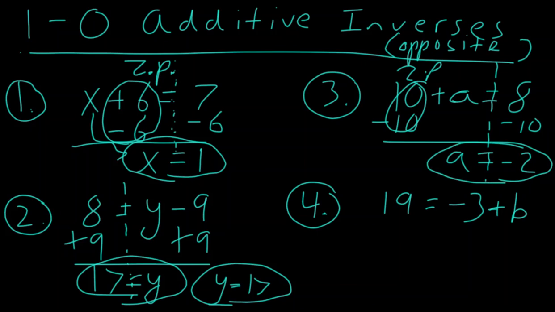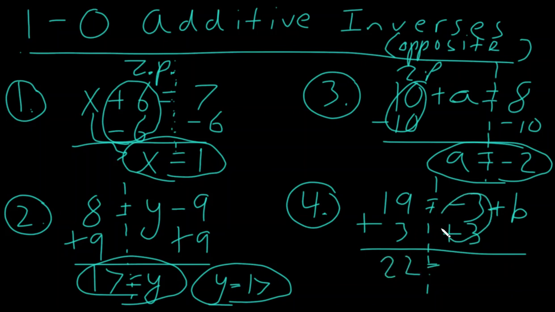And let's look at number 4, our last example. 19 equals negative 3 plus b. Well, notice our variable is on the right side, so we have to get rid of that negative 3 and ask yourself, what is the opposite of negative 3 or minus 3? And it is positive 3 or plus 3. We know that 19 plus 3 will give us 22 is equal to b. And there we go. There are our 4 answers.